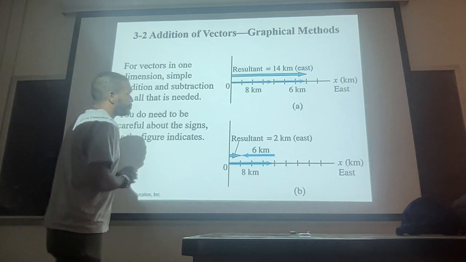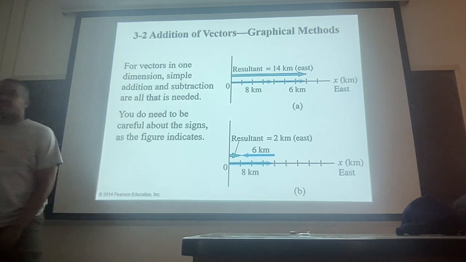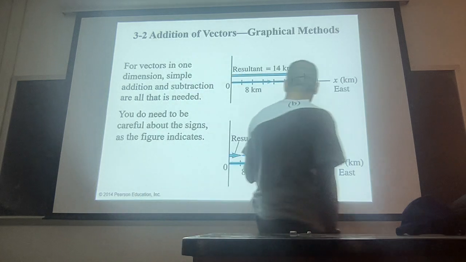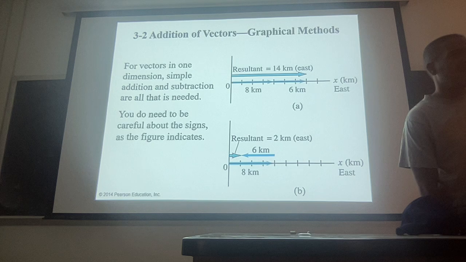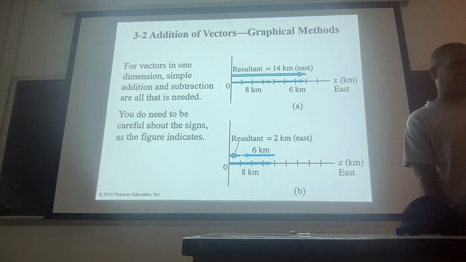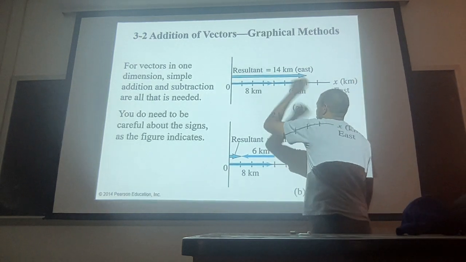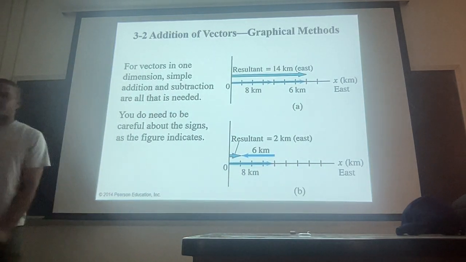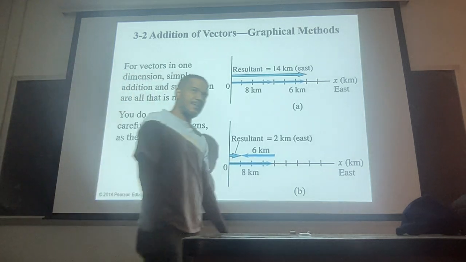So the graphical method is what we call the tail to tip method, okay? And we're going to discuss that in the next couple of slides. But the name is exactly what it says it is. The tail to tip method. That means I take the tail of the second vector and I attach it to the tip of the first vector. That's called the tail to tip method.